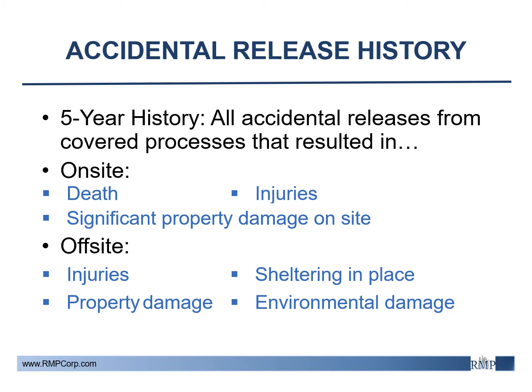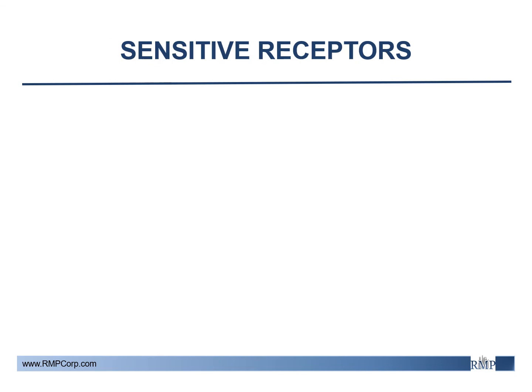For accidental releases, your 5-year history is reported during the hazard assessment. These instances cover on-site deaths, injuries, and significant property damage, and off-site injuries, sheltering in place, property damage, and environmental damage. These instances should be reported immediately and kept on site for the remaining process time. But only the 5-year history needs to be reported for the hazard assessment.